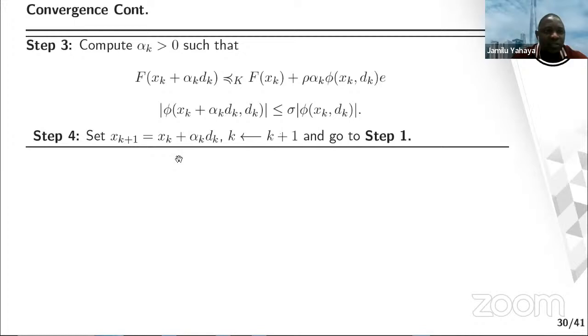Then the next step is to compute our step size alpha k, which is positive, such that the strong Wolfe condition holds. Then the last step is to set our next iterate x k plus 1 to be equal to x k plus our step size times the search direction. And then we go to step one.